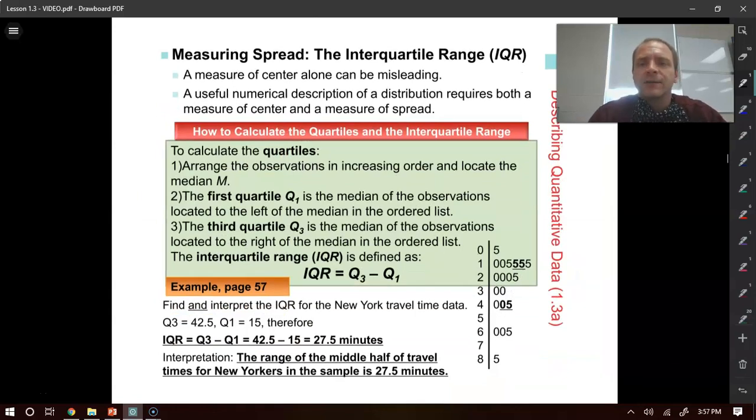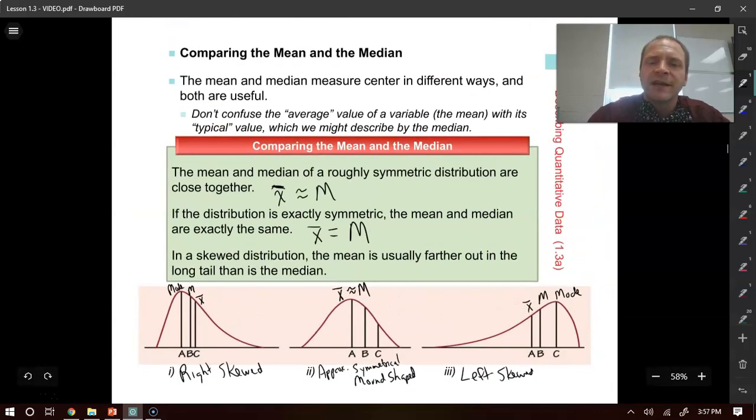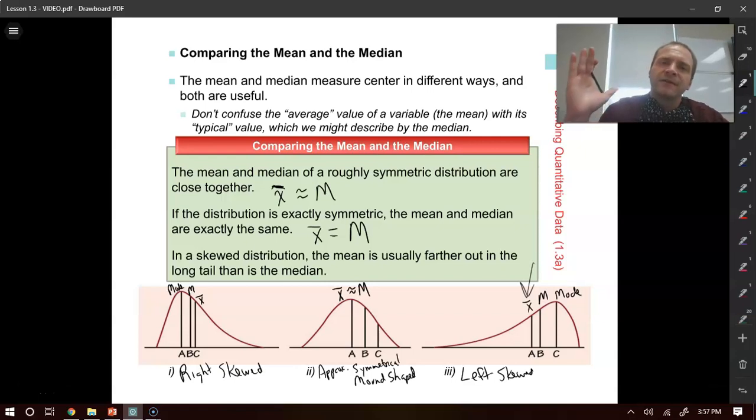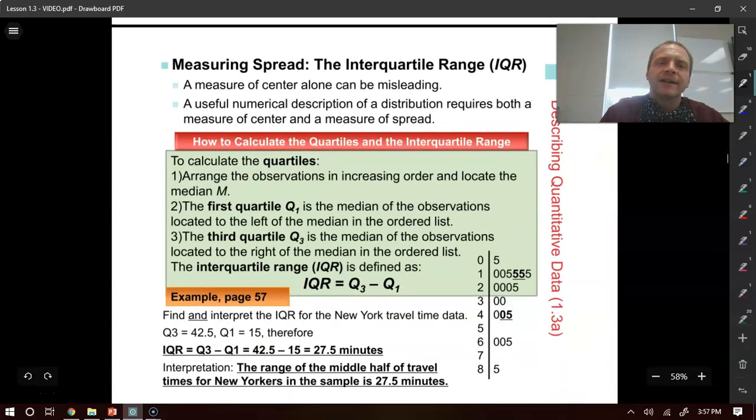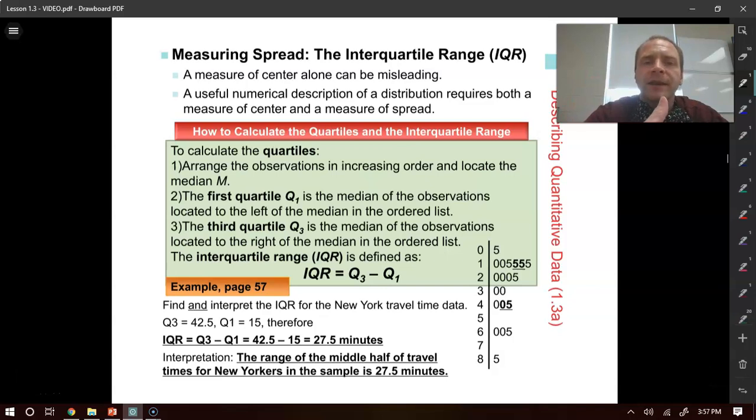So what is the IQR? And I'm going to keep my face up here so we can see everything down there. A measure of center alone can be misleading, and that's kind of what this is meant to show you. If you just give me a measure of center, it could be misleading because it's being affected by that tail. So we want to look at spread as well. And we're going to look at some different measures of spread, and this one is IQR, interquartile range.